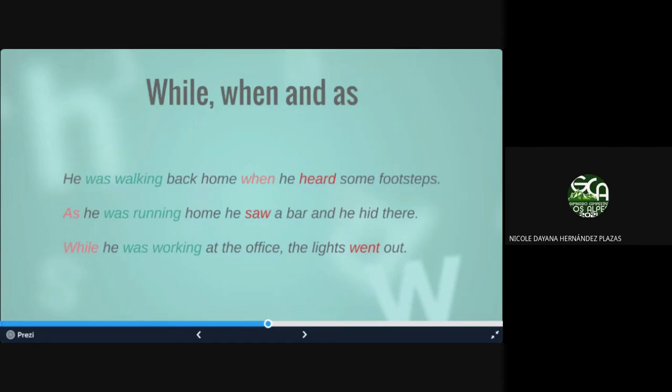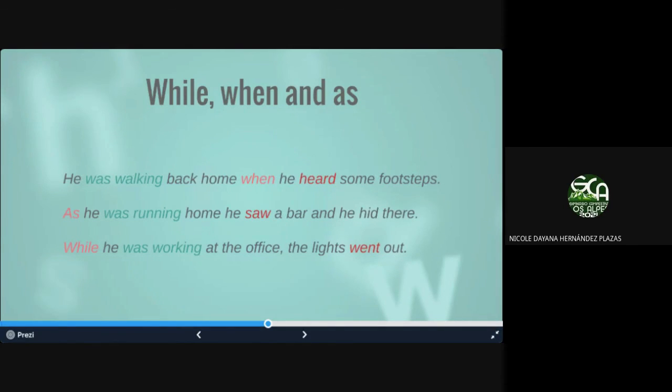Entonces, as is always going to be at the very beginning of the sentence, of the actions, and you are going to have before something in progressive, something in past. Vas a tener después una acción que interrumpe y una acción que es interrumpida. ¿Ok? Questions up to this point?